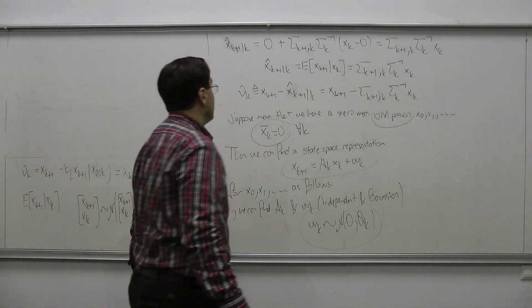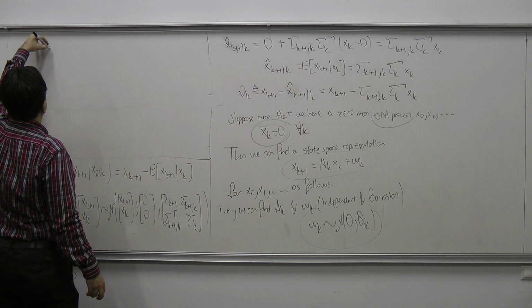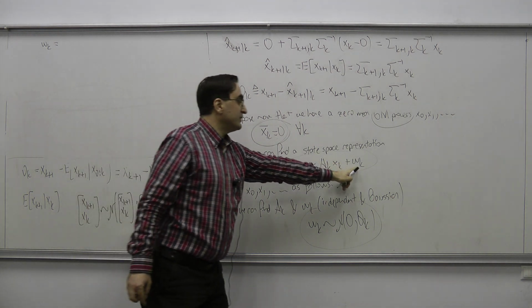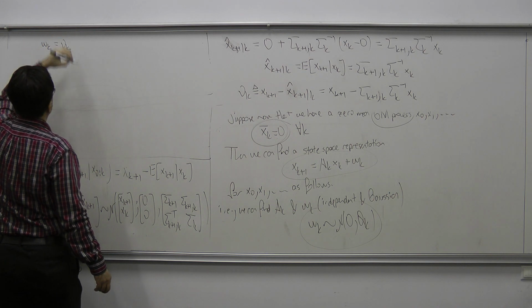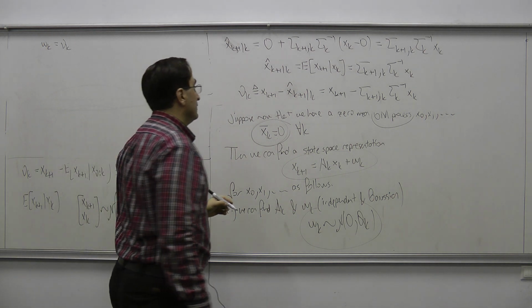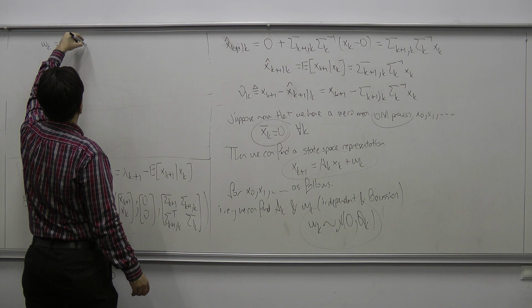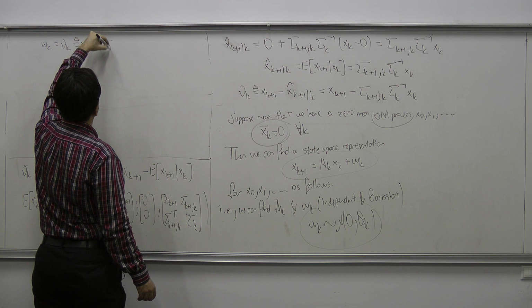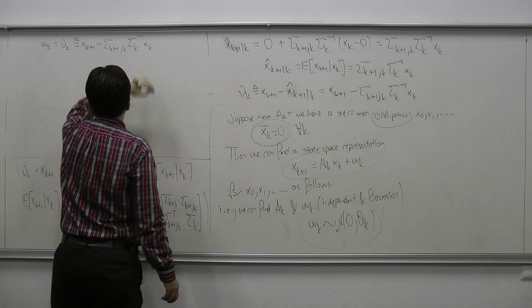So now here is what I'm going to do. I'm going to choose my process noise in this system as the innovation sequence, omega k equal to nu k, okay? And this nu k is going to be defined as x k plus 1 minus sigma k plus 1 comma k, sigma k inverse x k.